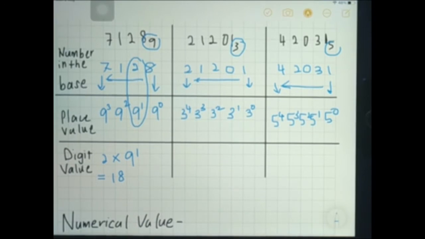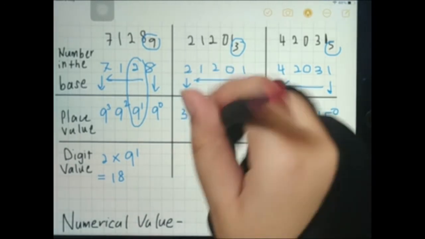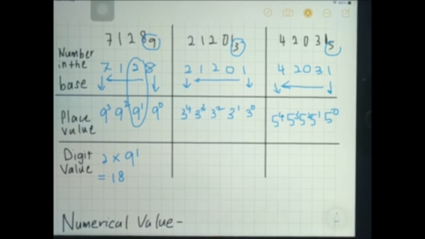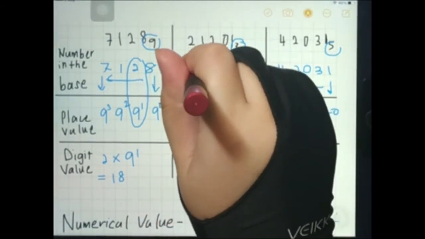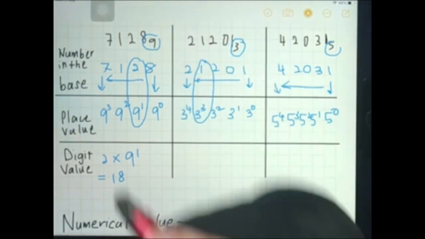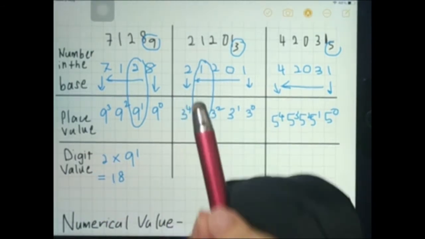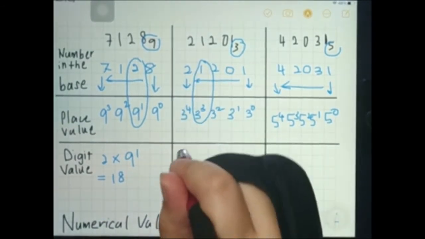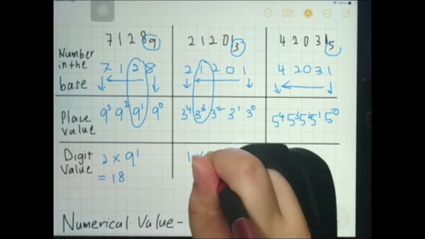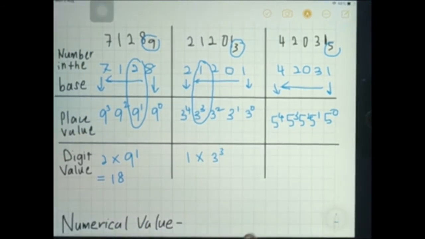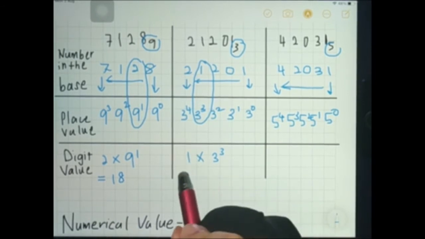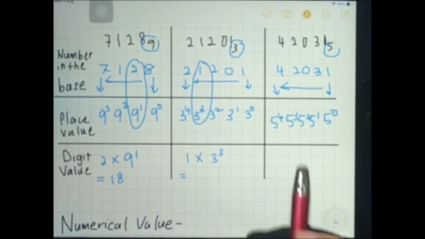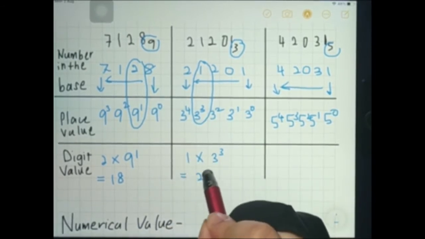For this one, let's take 1 and the place value 3 to the power of 3. So the digit value of 1 here is 1 times 3 to the power of 3. 3 to the power of 3 is 27. So 1 times 3 to the power of 3 is 27.